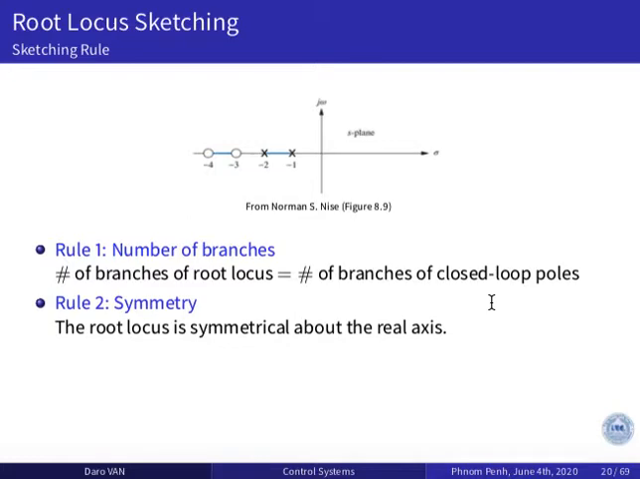And rule number 2 is about symmetry. The root locus is symmetrical about the real axis. It's very obvious.